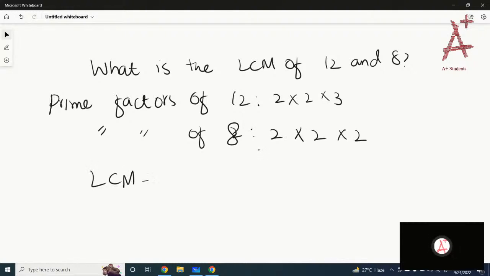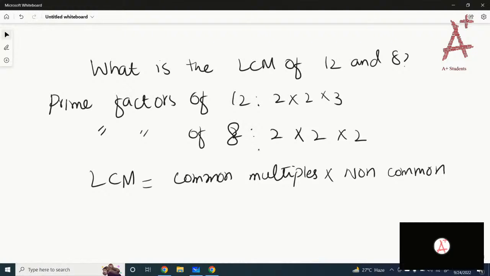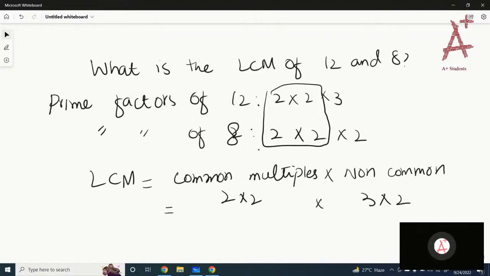So for LCM we need to find the common multiples times the non-common multiples. 2 times 2 they are common, and the non-common multiples are the other two numbers, they are 3 times 2. So just multiply all the numbers. 2 times 2 is 4, 4 times 2 is 8, and 8 times 3 is 24. Got it? Select the correct option and then click on the OK button.